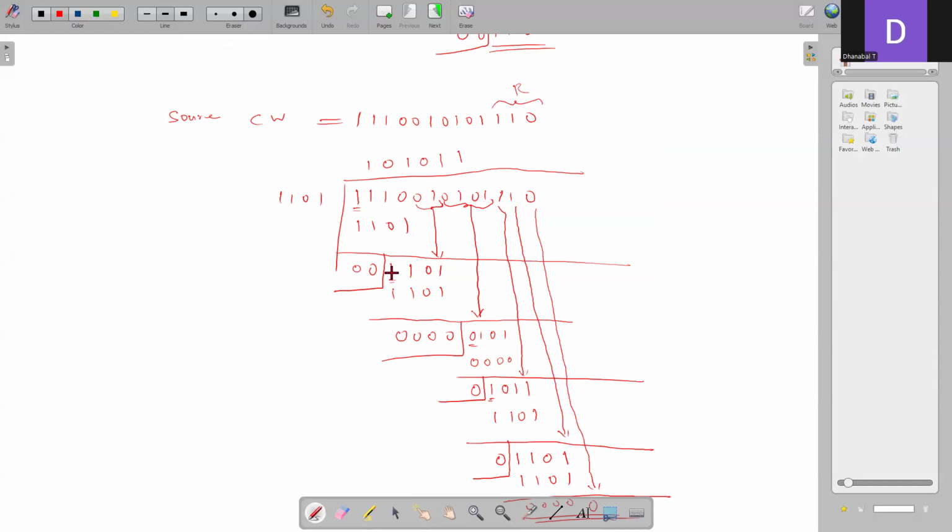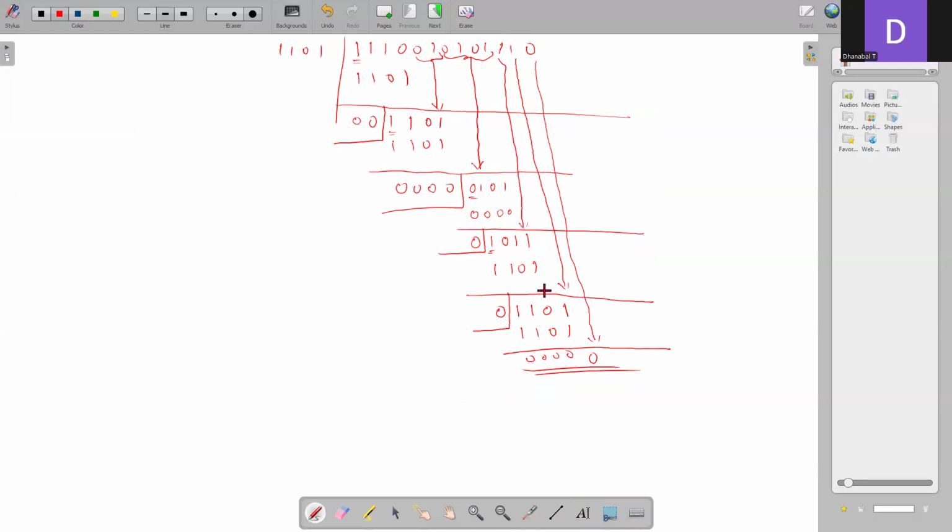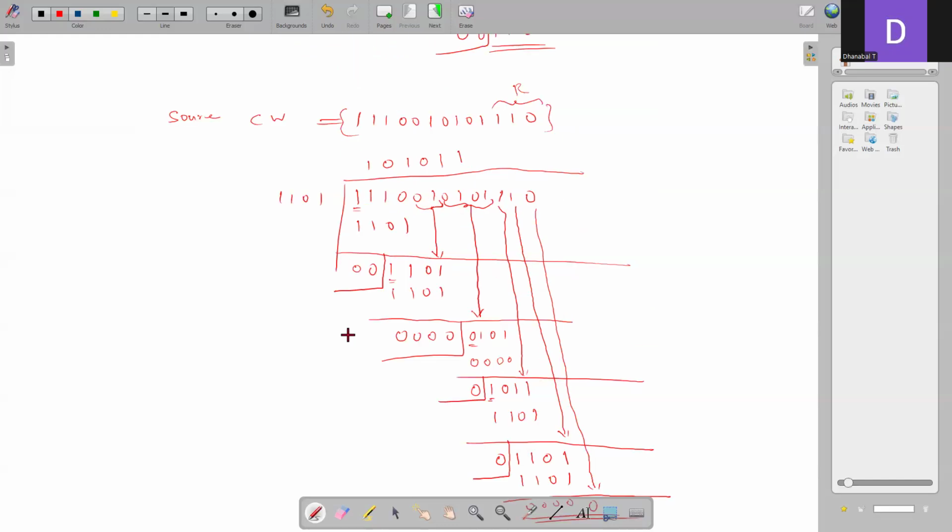But if due to some noise in the channel, any of the bits flips, then that will throw an error while calculating this particular remainder. So this is how the CRC code can be used by both the sender and receiver for error detection. So this code can only be used for error detection. It cannot be used for error correction. Thank you.